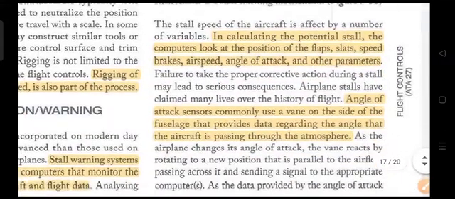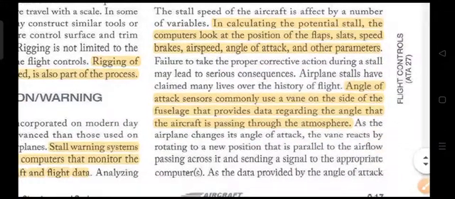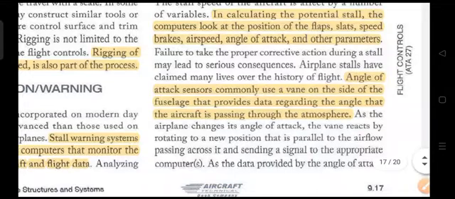Okay. In calculating the potential stall, the computers look at the position of the flaps. What is the position of the flap? What is the position of the slat? The speed brakes, the air speed, the angle of attack, the other parameters, everything it will calculate. Okay, only then it will understand whether it will stall or not, because when the flaps are down, it generally does not stall at 15 to 16 degrees.